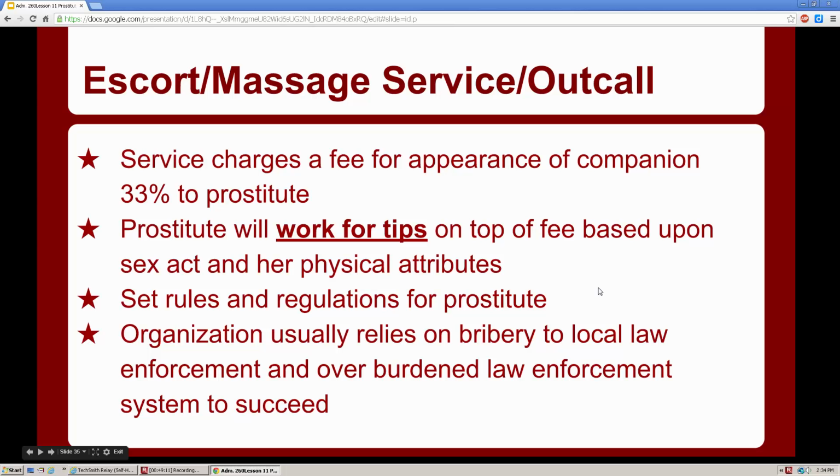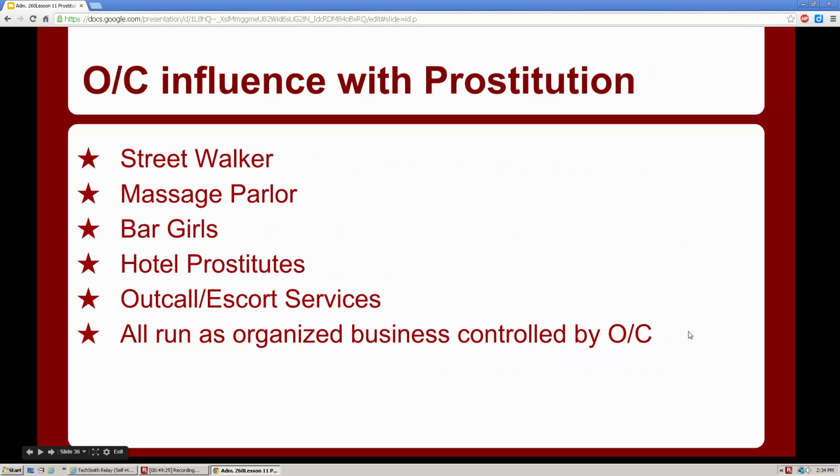In order to operate effectively, though, there usually has to be some type of bribery with local law enforcement. But the problem is law enforcement's so overburdened. The system succeeds just because of that. There just aren't enough cops out there to be enforcing these laws.